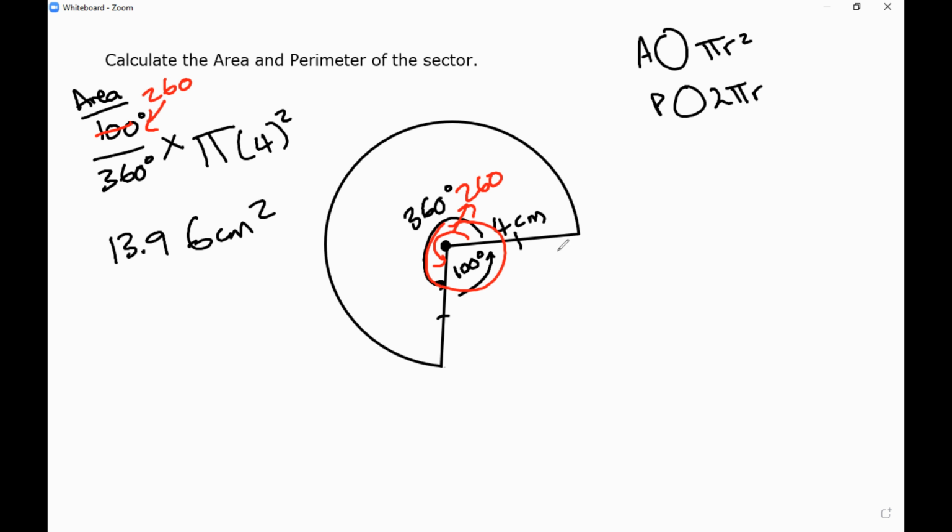So some of you were shooting out the wrong answers there. Have a look at that. And that answer was supposed to be 36.3 centimeters squared. And that's the answer for area.